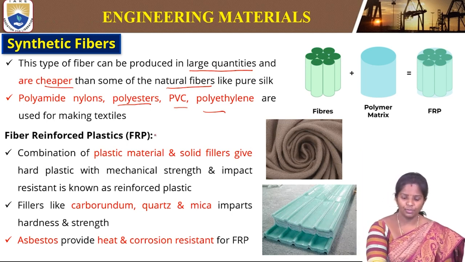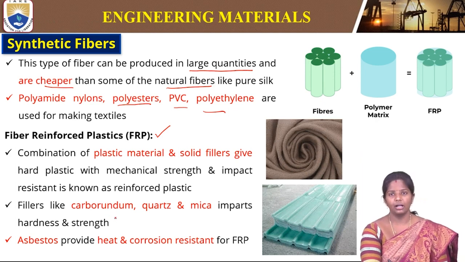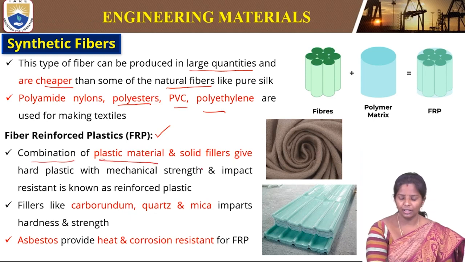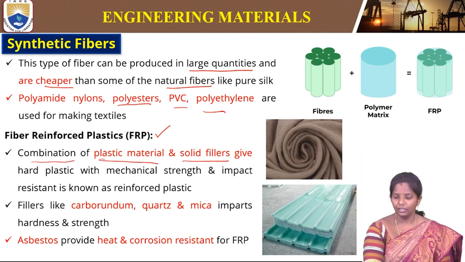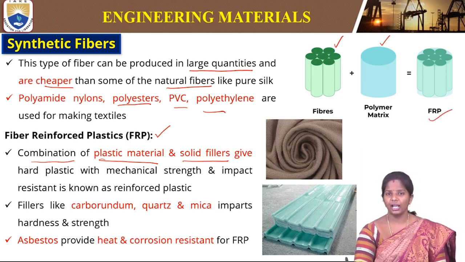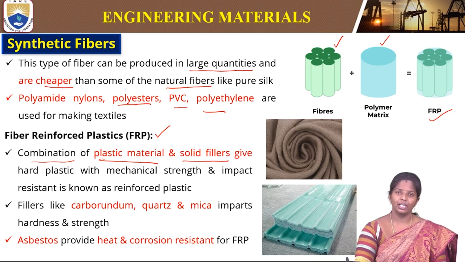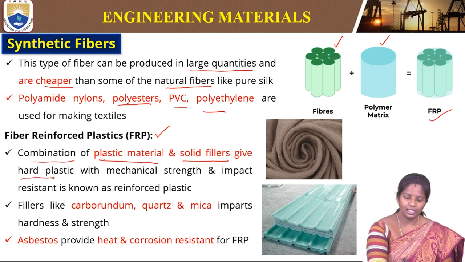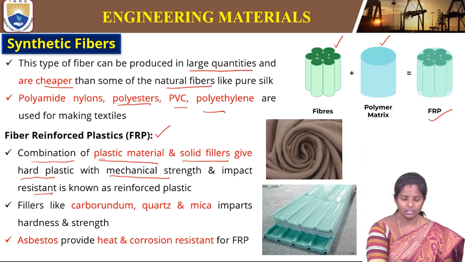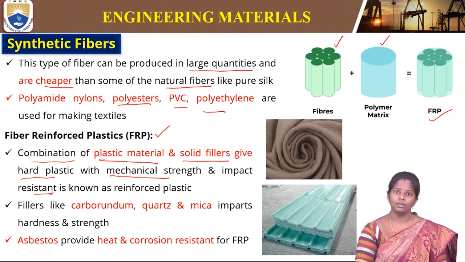Then fiber reinforced plastics. These are the composites that are used in different applications, a combination of a plastic material and solid fillers. For example, polymer fibers and a polymer matrix when combined together form fiber reinforced plastic. The properties vary when this combination takes place. We will see what hard plastic is formed, which will have mechanical strength and impact resistance. These are known as reinforced plastics.